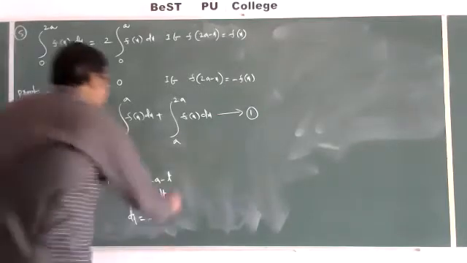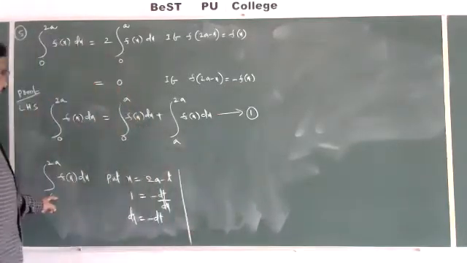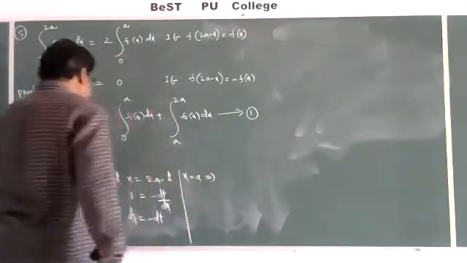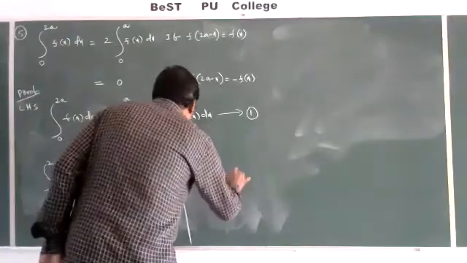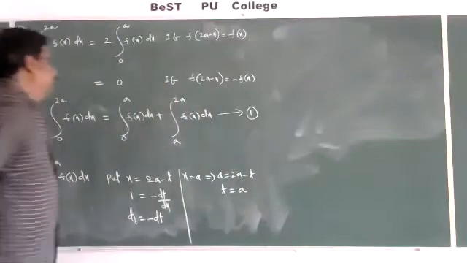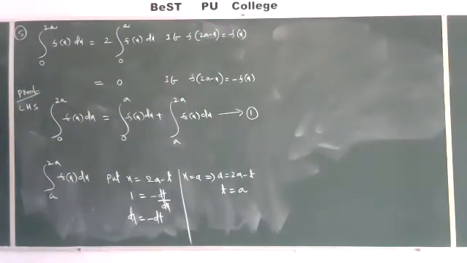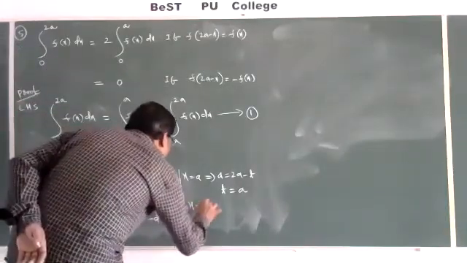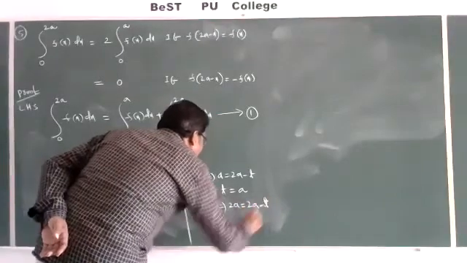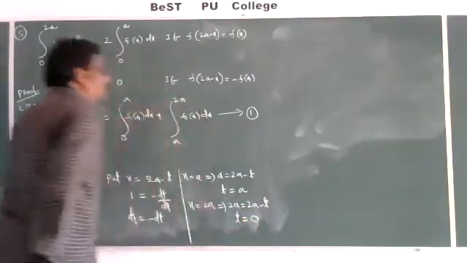So the limits. For example, the lower limit x is equal to a implies a is equal to 2a minus t. That is, you get t is equal to a. Upper limit x is equal to 2a implies 2a is equal to 2a minus t. Then you get t is equal to 0.